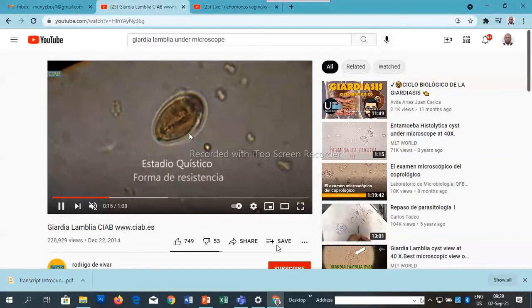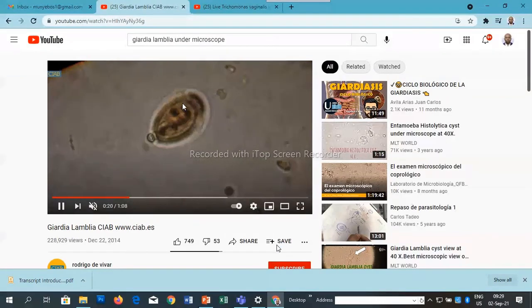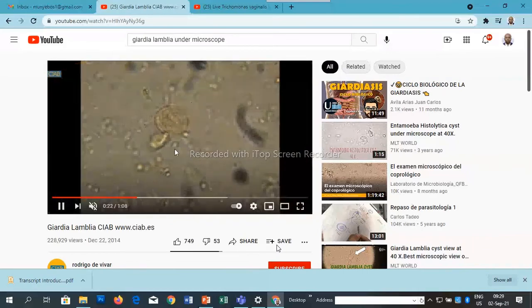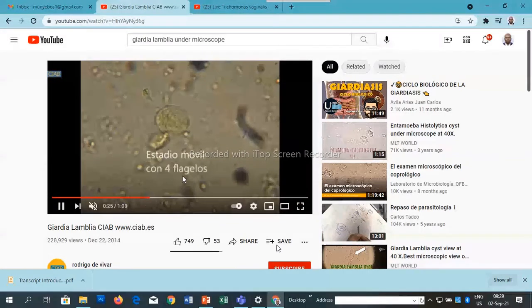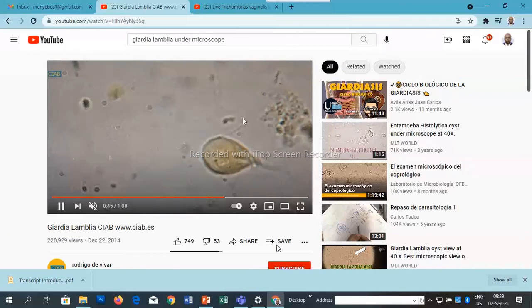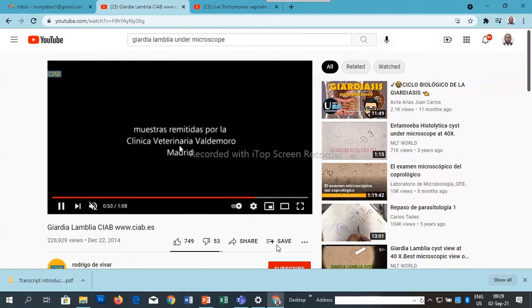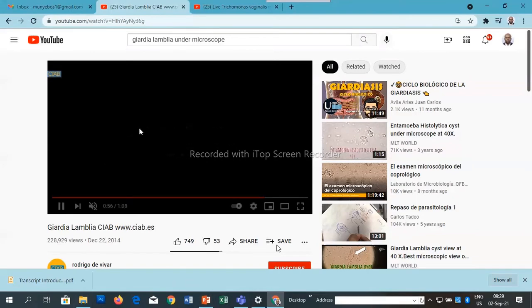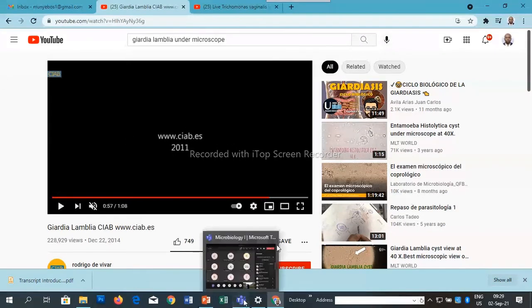This is a cyst. This is a cyst of Giardia lamblia on microscopy. This is how it looks. For more, you can even go and find a video and have a look on your own. This is the trophozoite, and those moving things are bacteria. Those bacteria are gut microbiota, so we do not pay attention to them. Okay, so I think that's all.